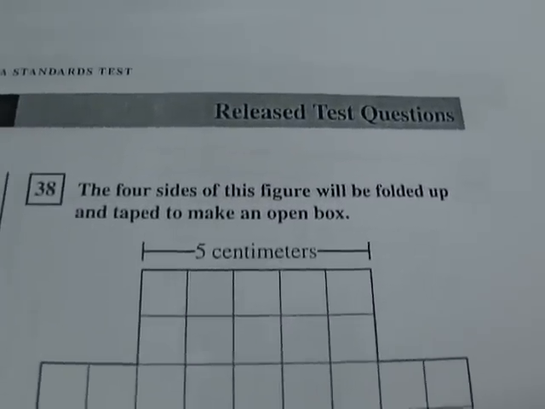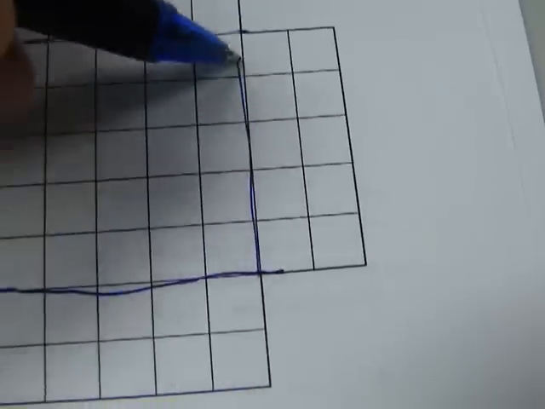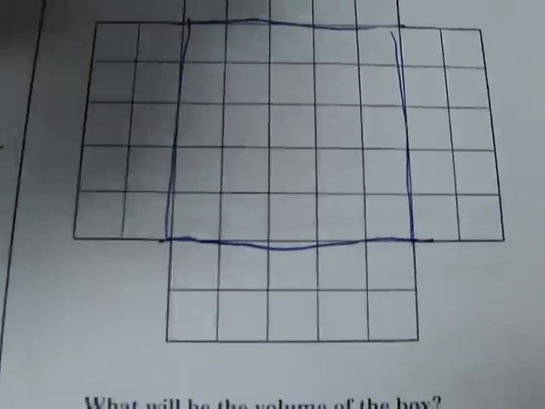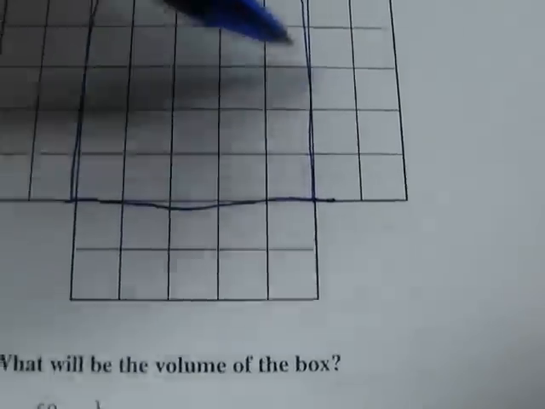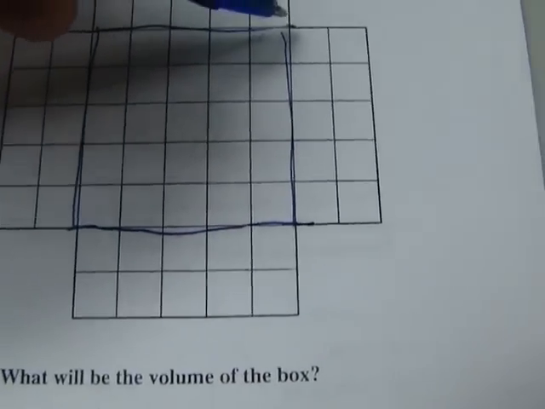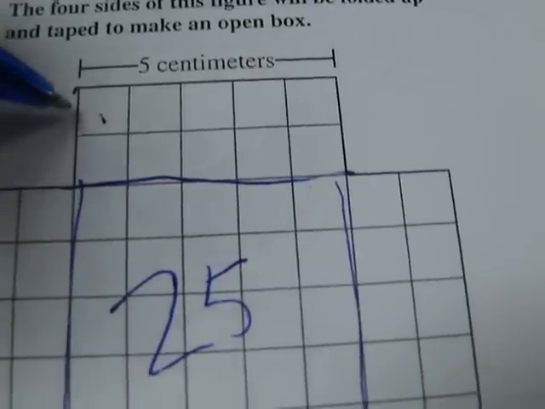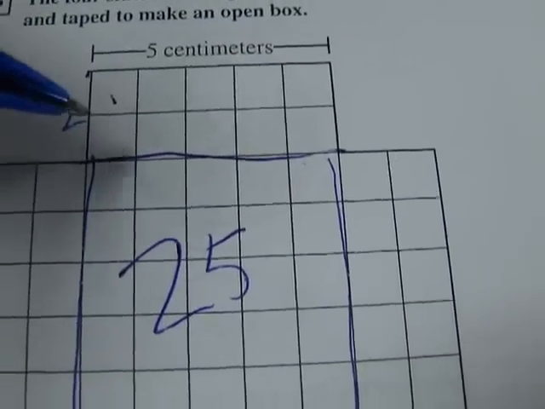Now we'll look at this one here. 38, it says the four sides of the figure will be folded up and taped to make an open box. So if you look at this, if you were to take this and fold it right here, what you would get is a freestanding box. The base would be the size of this square here, and the height would be the height that you get by folding this upwards. So the base is going to be 5 times 5, or 25, and the height will be this distance here, which is 2. So what we basically got is a box that looks like this.